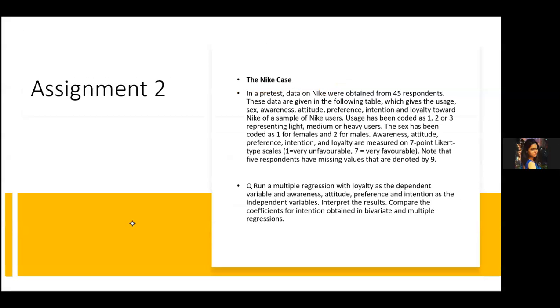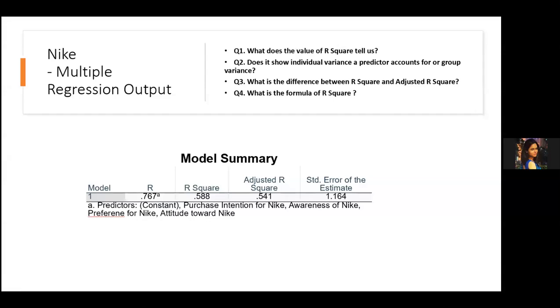Okay, so now comes the second assignment. The data is the same for this also. Now run a multiple regression with loyalty as the dependent variable and awareness, attitude, preference and intention as independent variables. So loyalty is my dependent variable in this multiple regression and all other variables are my independent variables. And then compare the results of bivariate and multiple regression. So this is what I ran.